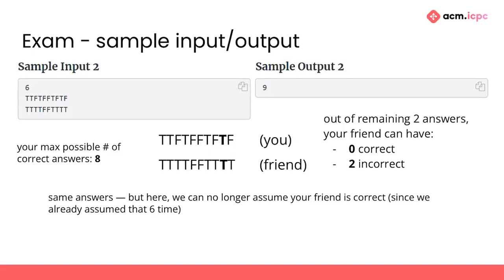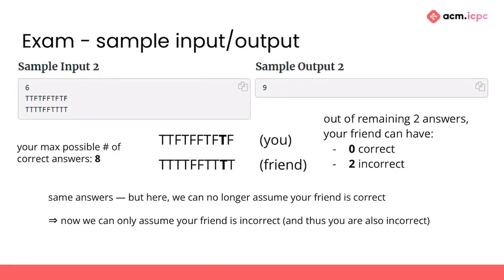Now, at the 9th letter, remember that we already assumed that your friend is correct 6 times. We can't do that anymore. And so here your friend will just take the L and be incorrect. So now we can only assume your friend is incorrect. And because you guys got the same answer, it implies that you're also incorrect.